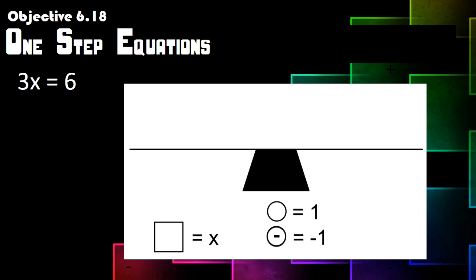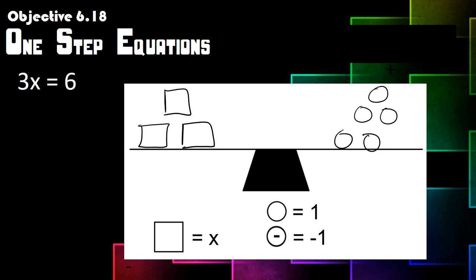And last but not least here, we have 3x is equal to 6. So what we do is we can draw out 3 boxes is equal to positive 6 on the right hand side. 1, 2, 3, 4, 5, 6. So now we know that we have 3 boxes on the left hand side. That means we need to make 3 groups on the right hand side. Let's go ahead and make our 3 groups.